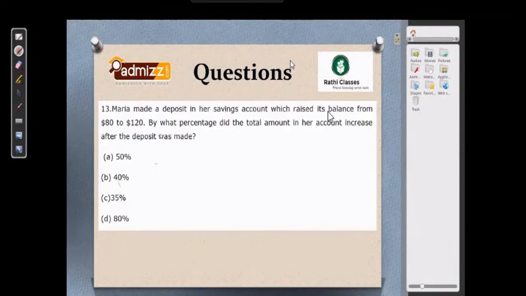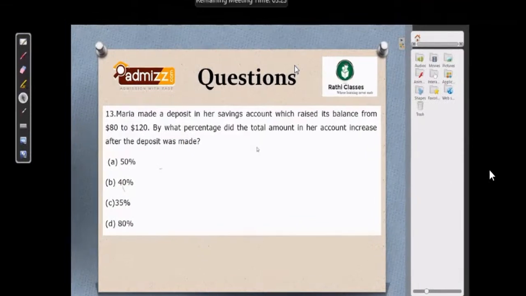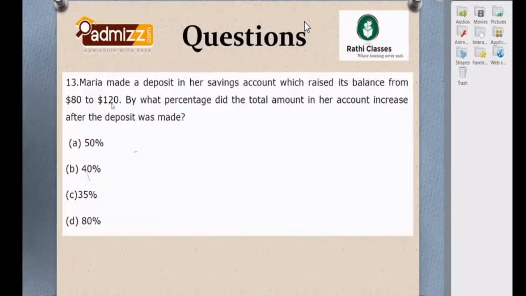So moving on to the next question. Maria made a deposit in her savings account which raised its balance from $80 to $120. As you can see, initially the amount is 80 and the final has been raised to 120, that is a $40 increment. By what percent is the total amount in her account increased after the deposit was made? So directly you can say the answer is 50%, because if you see $80, half is 40 and the increase is 40. So the answer would be A.